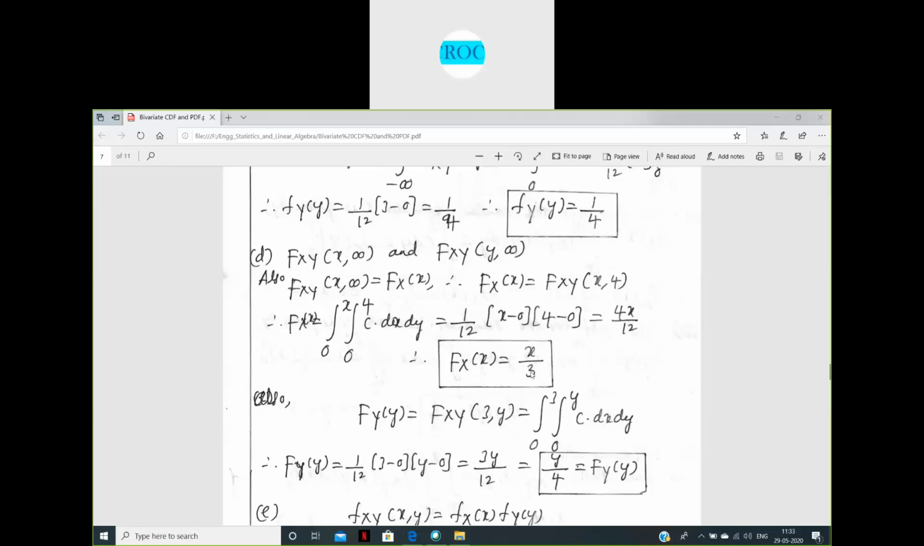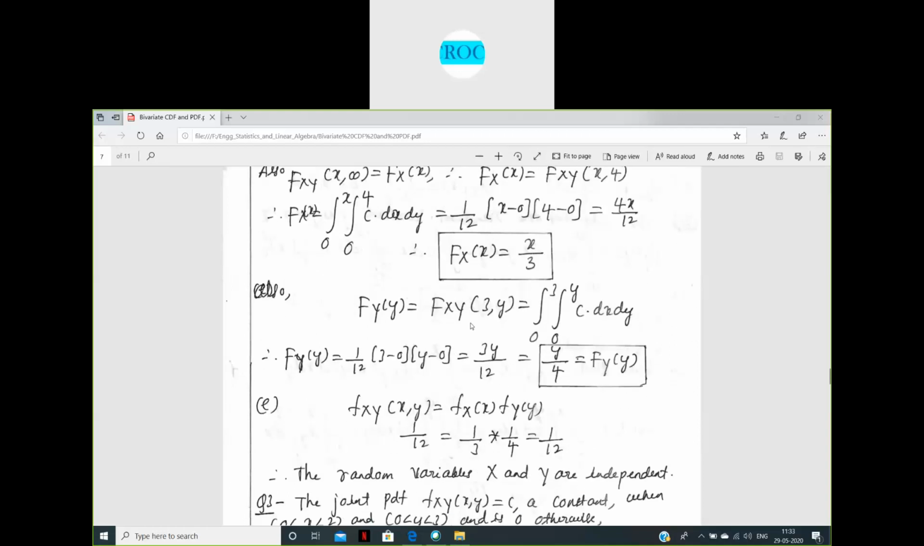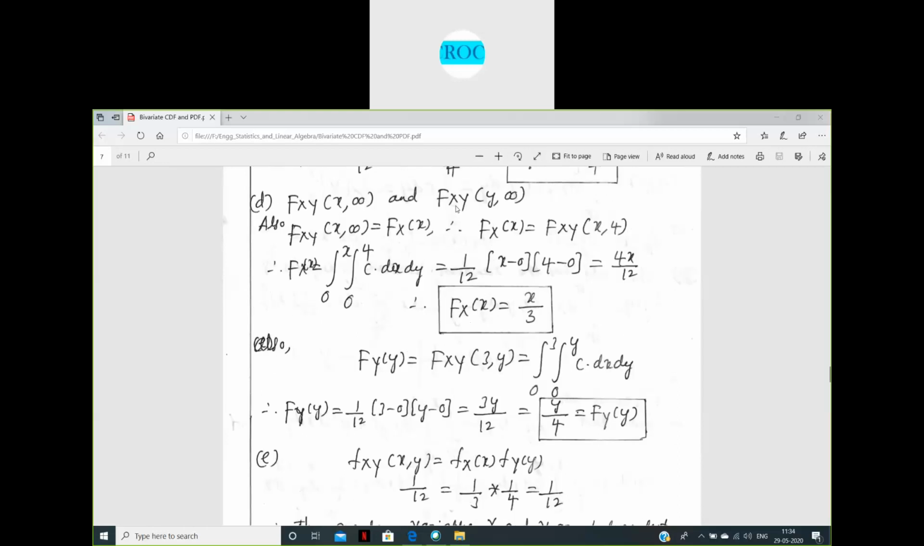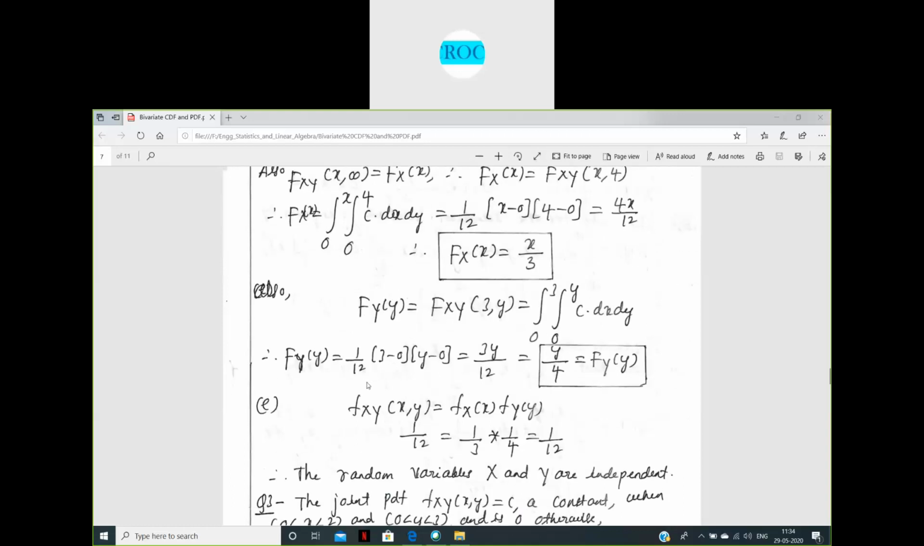Since the limits are x and 4 here, 4x divided by 12, what we get is x by 3. Similarly, how do you calculate FY? Again you change here infinity comma y, so what we have, since the limits here are FXY of 3 comma y, integration 0 to 3, integration 0 to y, c dx dy, 1 by 12, 3 into y, 3y by 12, this is nothing but y by 4 here.